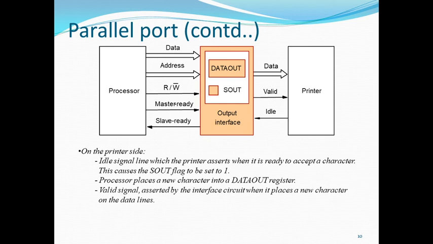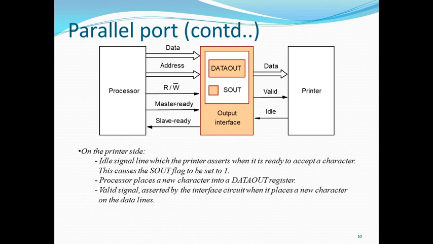Then, in response to this, the printer starts printing the new character and negates the idle signal, which in turn causes the interface to deactivate the valid signal. Here, the interface contains a data register, that is DATAOUT, and a status flag, SOUT. The status flag SOUT is set to 1 when the printer is ready to accept another character, and it is cleared to 0 when a new character is loaded into DATAOUT by the processor.